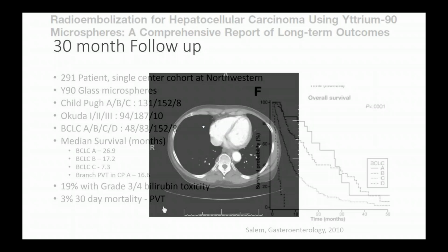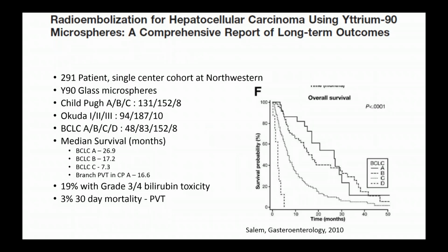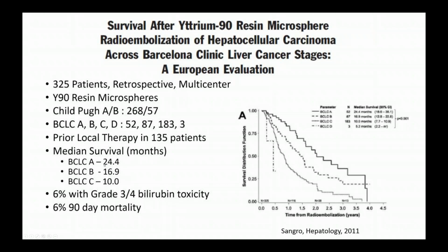This is just a study that was a cohort of patients from Northwestern that they used glass microspheres there. Again, I just want to show that in different groups, BCLC A, B, and C, this is their survival. And in resin, this is out of Europe, this is out of Barcelona, the BCLC A, B, and C patients have very similar survivals. So people kind of argue between the two different devices, but the reality is the two different devices have very similar outcomes if used properly.